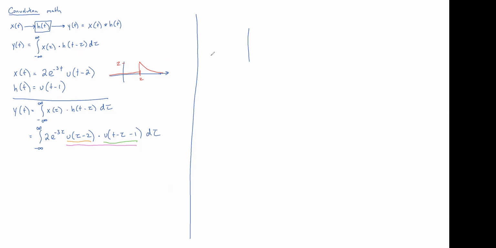So let me draw the first part of the step. The first part is u of tau minus 2. So I know that something changes in the step when the argument is 0, and the argument is 0 when tau is 2. So when it's 2, something is changing. That's when the argument to the step function is 0. And if my tau is very large, the argument is positive. So the step is 1. And if tau is very negative, then the argument to my step function will be negative. And so u of a negative number is 0. So that gives me the first part.